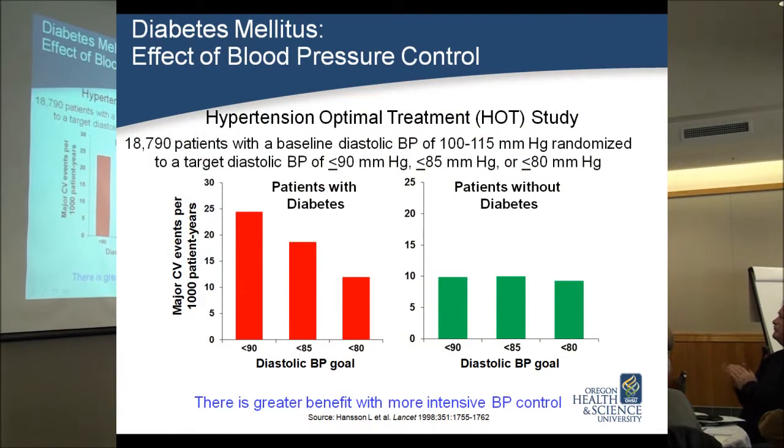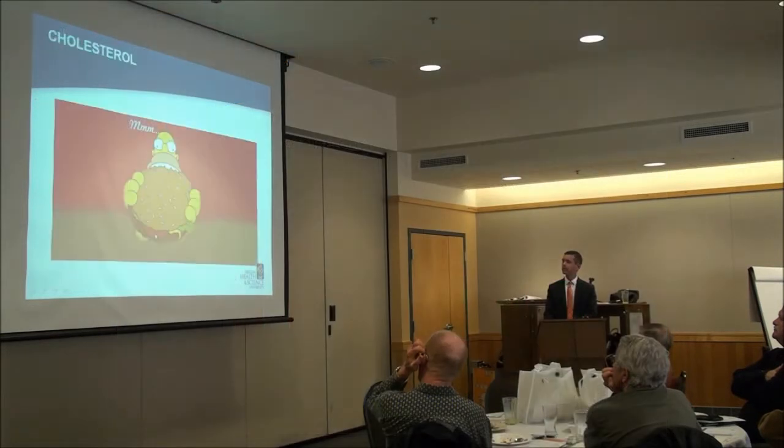So not only is systolic blood pressure important, but treatment of diastolic blood pressure is important in patients with diabetes. It was really the Hypertension Optimal Treatment trial that looked at the effects of treatment and targeting diastolic blood pressure control. In those with diabetes, there was a reduction in events.